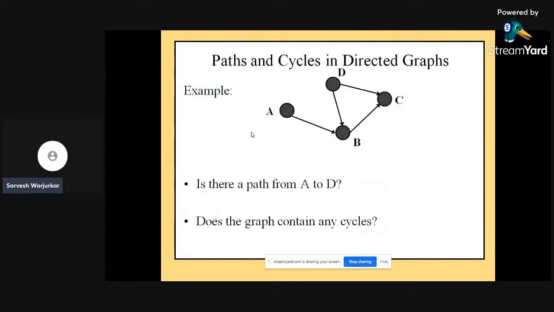We are aware of it. Next, paths and cycles in a directed graph. Is there a path from A to D?